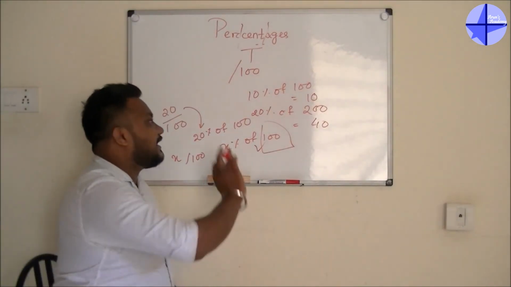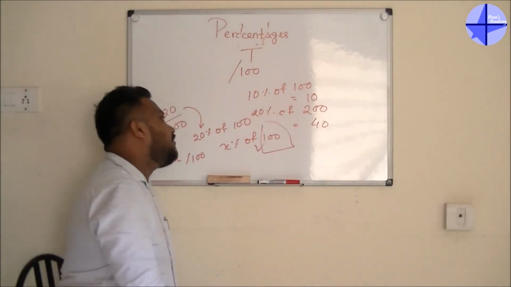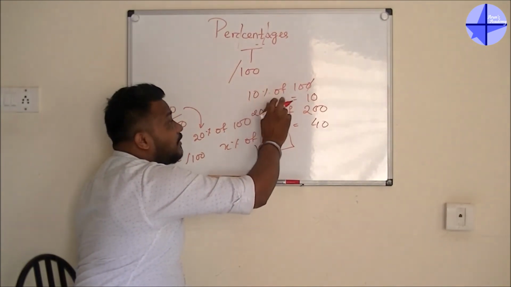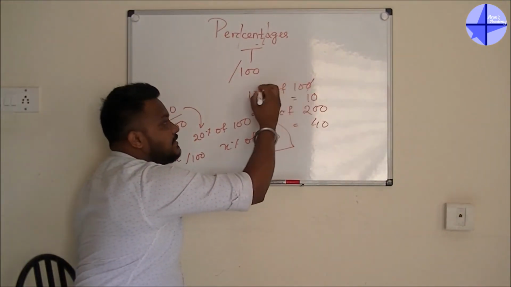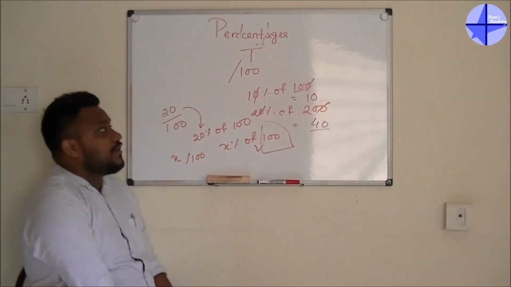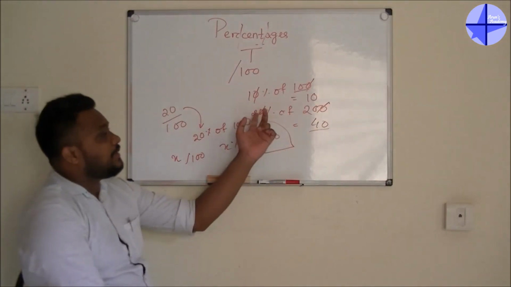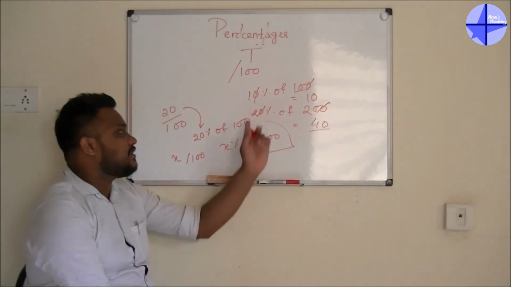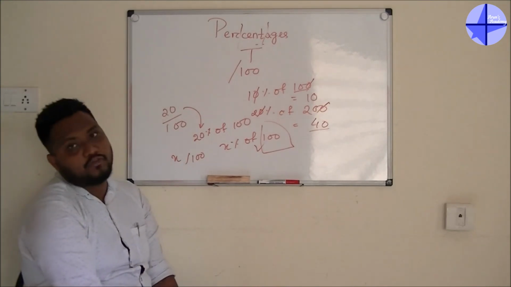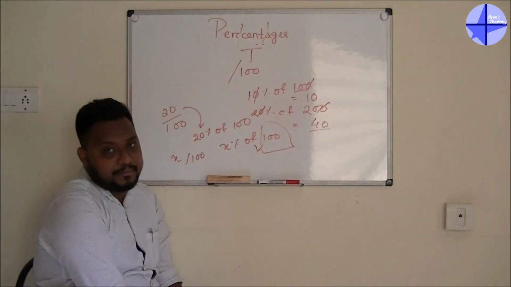10% of 100, what you have to do? The 0 and 0 cancel, so you will get 10. Similarly, you can do 20% of 200. You can cancel the 100 against the 200 and get 2 and 20. After that, you can just multiply, you will get 40. That much simple it is.